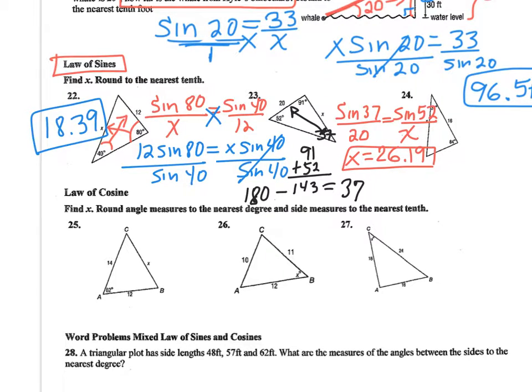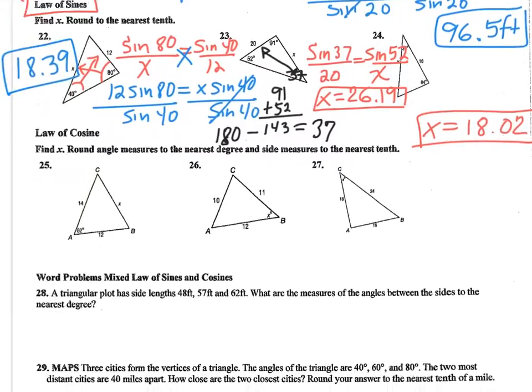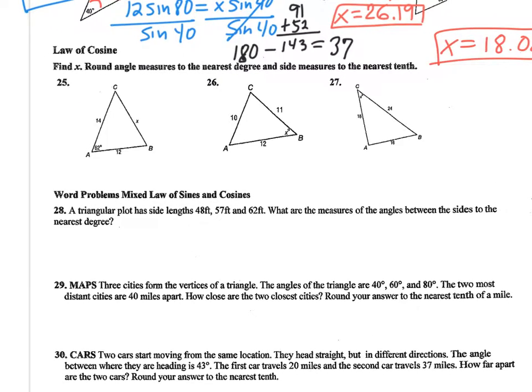That's right. And then you do the same thing with number 24. So in number 24, what did you get for x? X is 18.02, or just 18 if it's to the tenths place. Okay, number 25, the law of cosines.